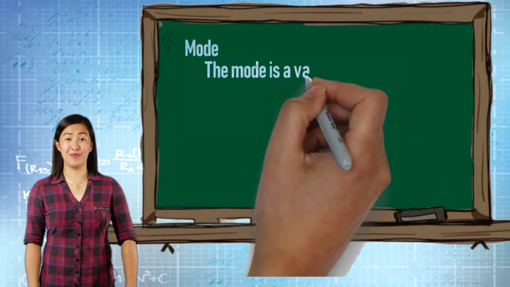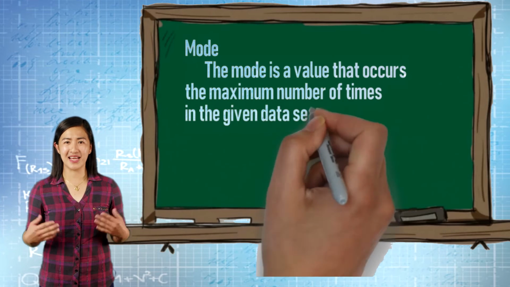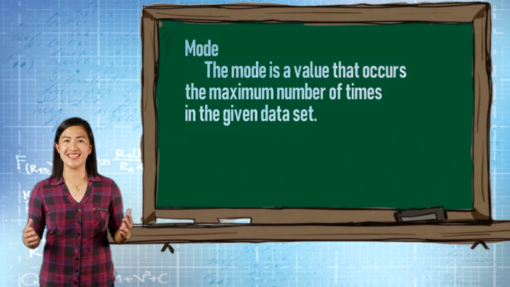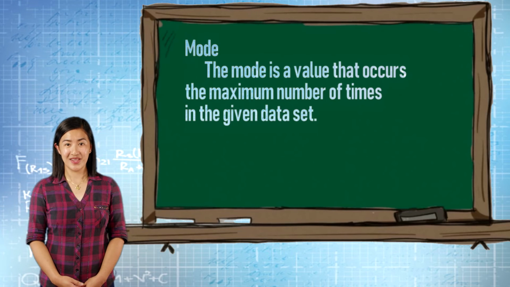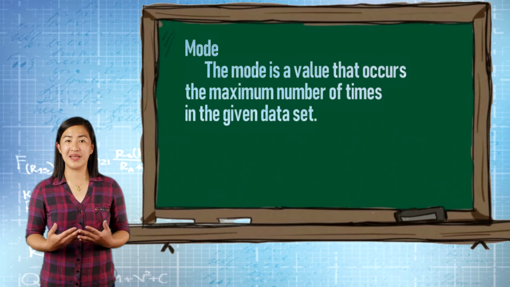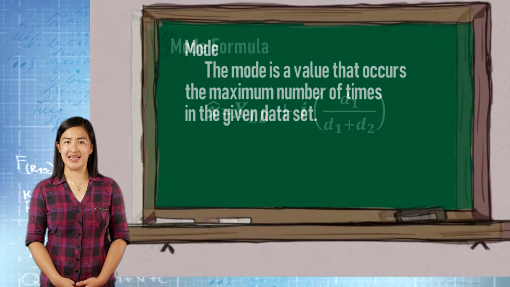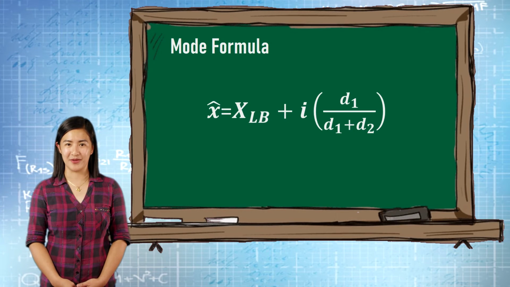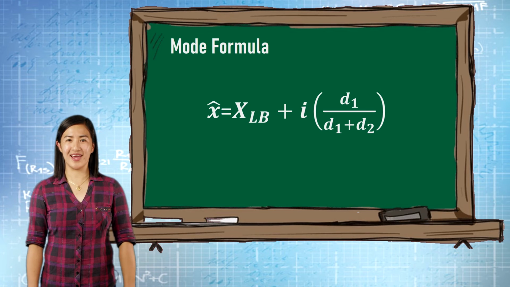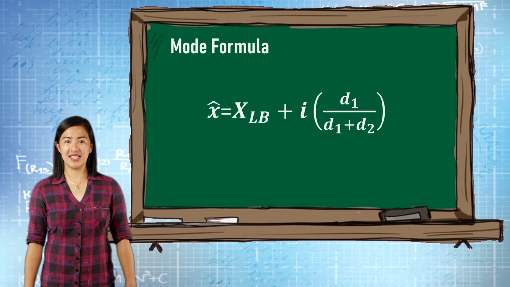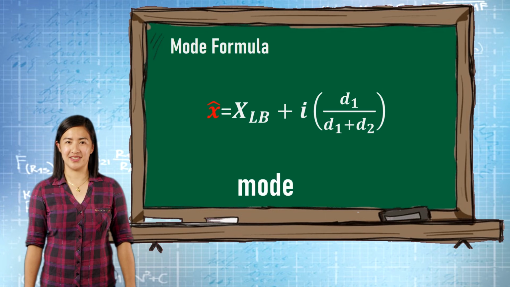Mode. The mode is a value that occurs the maximum number of times in the given dataset. In other words, it is the maximum number of repeated values in the given dataset. Here is the formula in getting the mode of a grouped data. Mode is equal to X sub LB plus I times the quantity D sub 1 over D sub 1 plus D sub 2, where X caret is the mode.